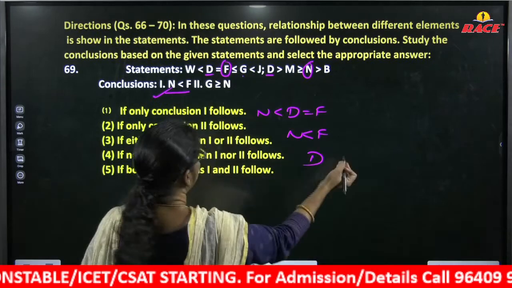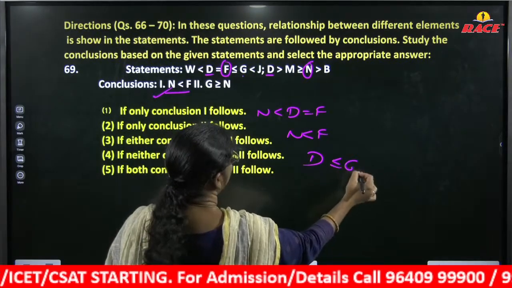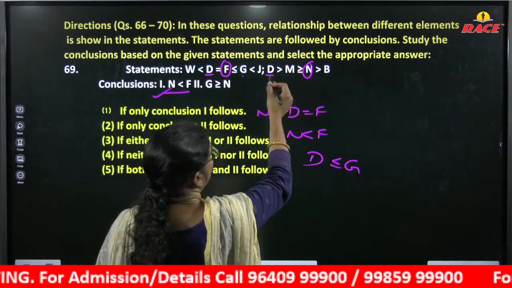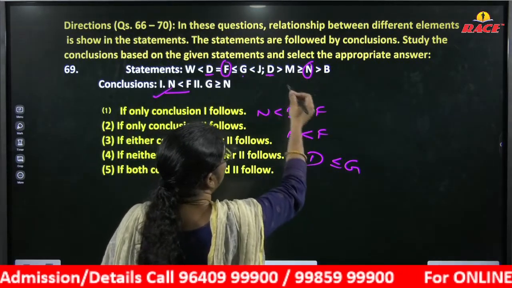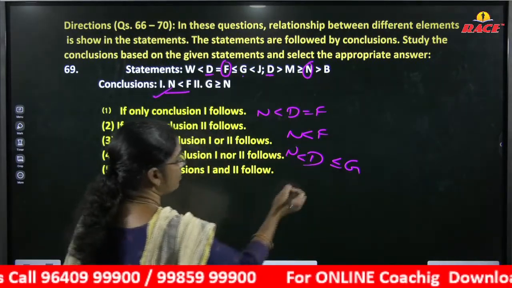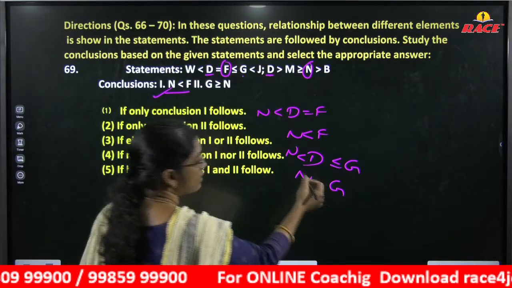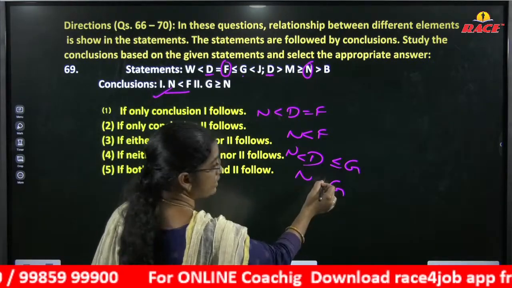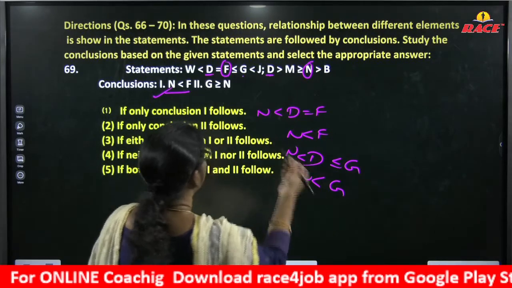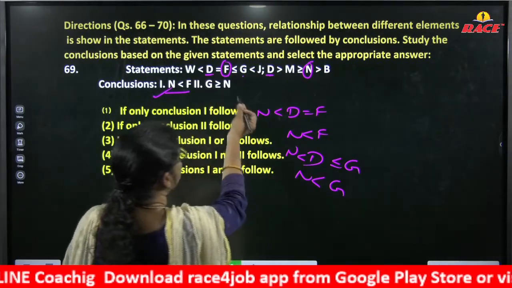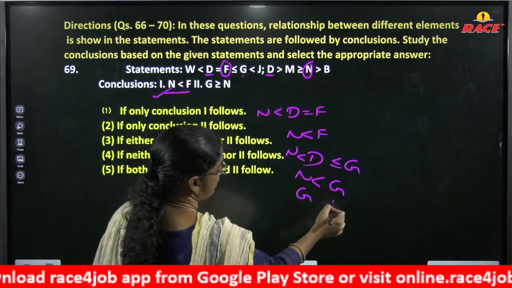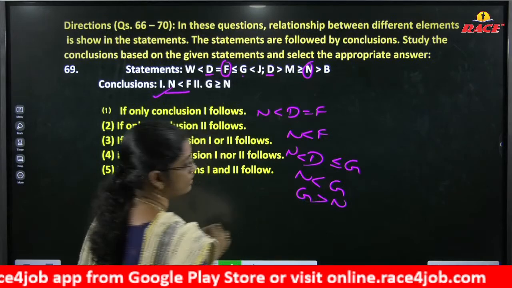D to G is less than or is equal relation. Then here we need G to N. So N to D, what is the relation between N to D? D is greater than N. So N to G relation is less than compared with less than or is equal, we are getting the common symbol, less than. So here G is the first term, N is the second term, so G is greater than N.